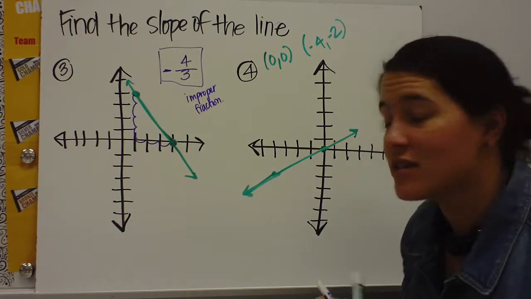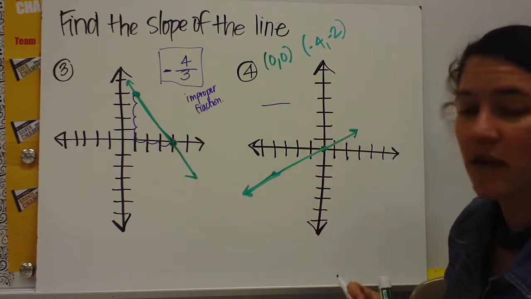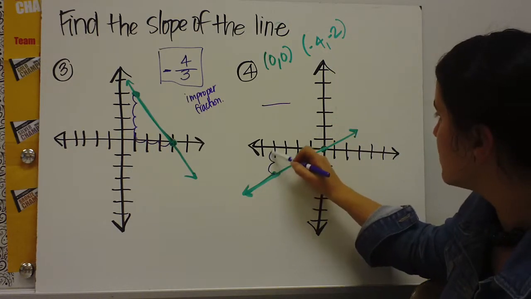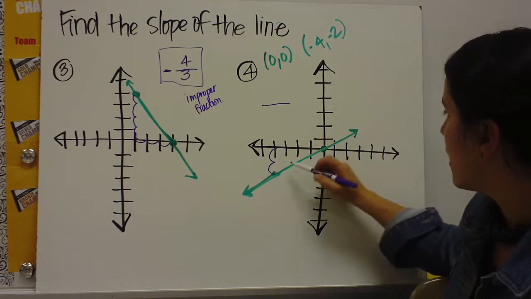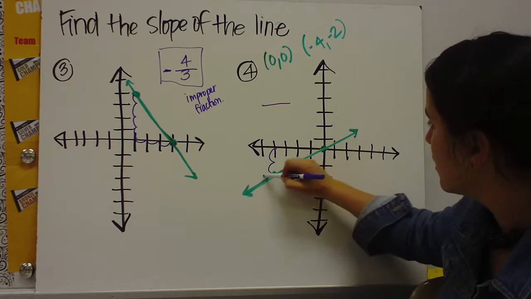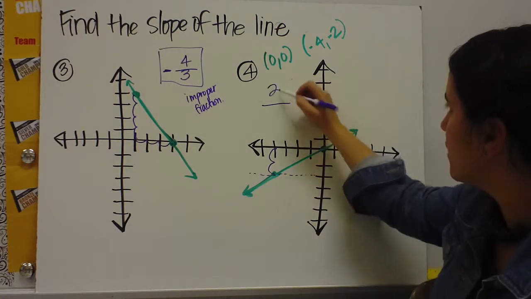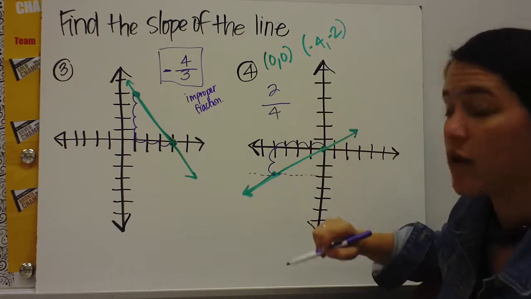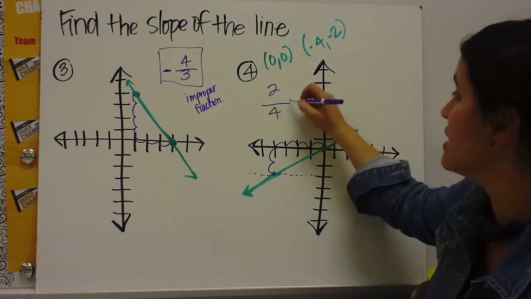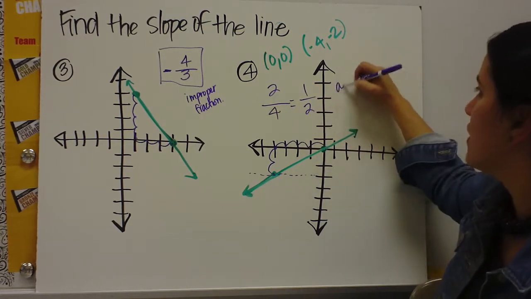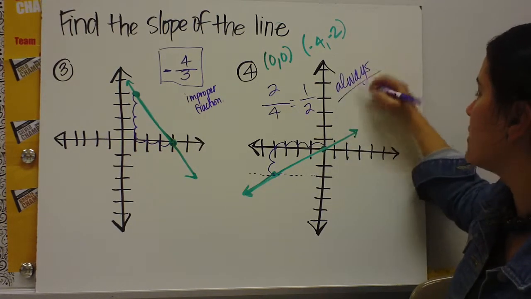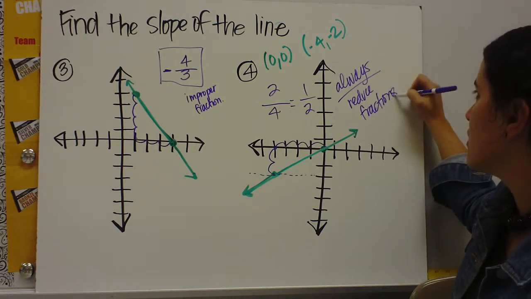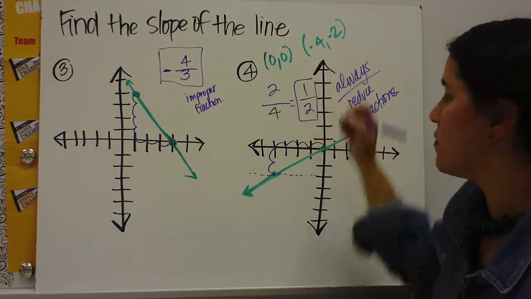So this is a positive slope. So I just put my fraction bar. And then I'm going to go up 1, 2. Because see. And then I'm going to go over 1, 2, 3, 4. 2 over 4. Can we reduce? Yes. 1/2. So make a note. Always reduce fractions to simplest form. So my slope would be 1/2.